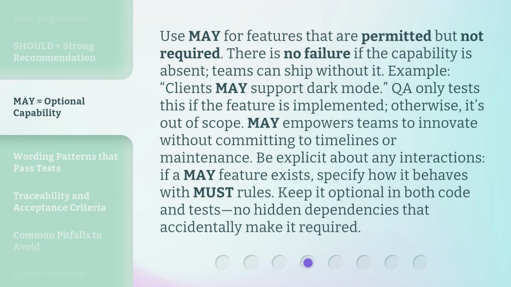Use may for features that are permitted but not required. There is no failure if the capability is absent. Teams can ship without it. Example: clients may support dark mode. QA only tests this if the feature is implemented. Otherwise, it's out of scope.